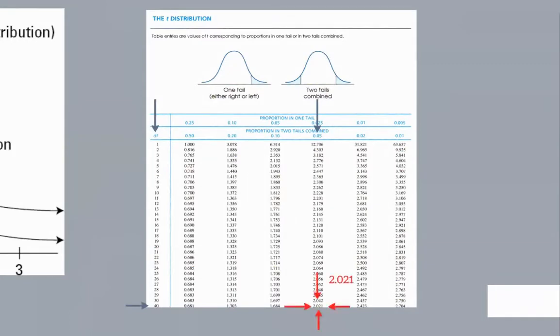We'll round up and go to 40. So you want to round up in these cases. So we have our critical region of 2.021. That's what we come up with from this information.